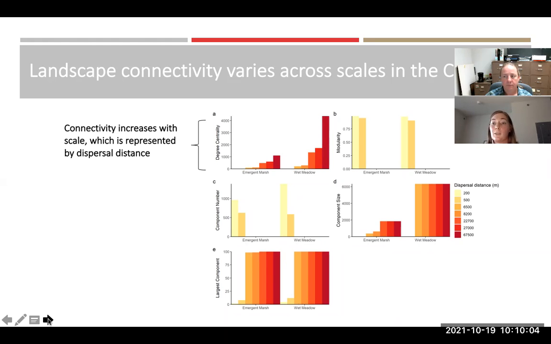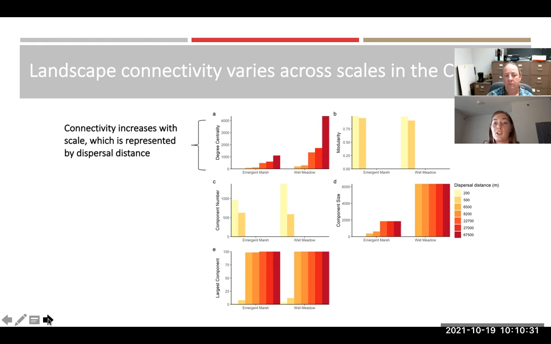And again, at those small scales, we see it's highly modular, that y-axis on a scale of 0 to 1. And at those lower scales, highly modular, there's lots of kind of isolated clusters of nodes that are connected, but are not connected to a broader network. So the network is quite divided. A species with that dispersal distance would not necessarily be able to move very easily through this broader network.